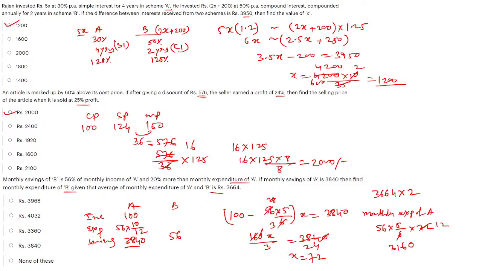3360, I think. This is 60, 3360. So monthly expenditure of B, monthly EXP of B equals to, this is what less from the average value? 3664. So 304 is less. So 3664 plus 304, which gives you 3968. This is the answer here.